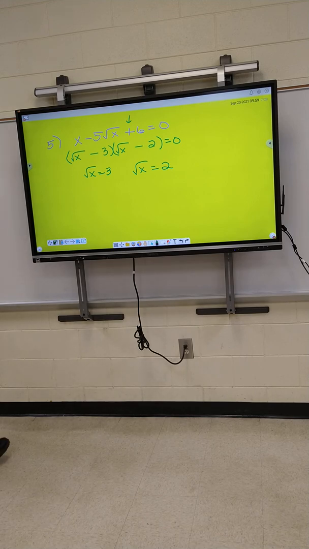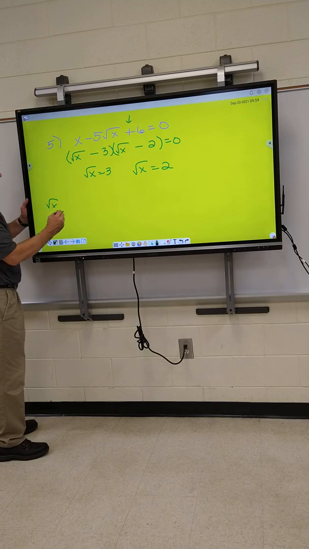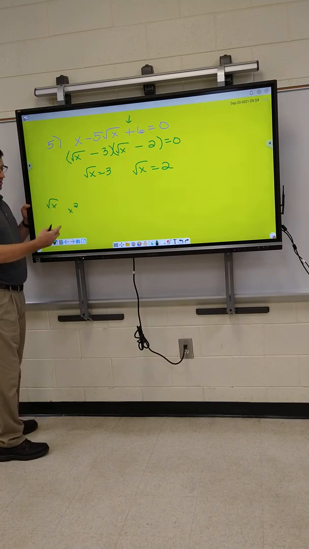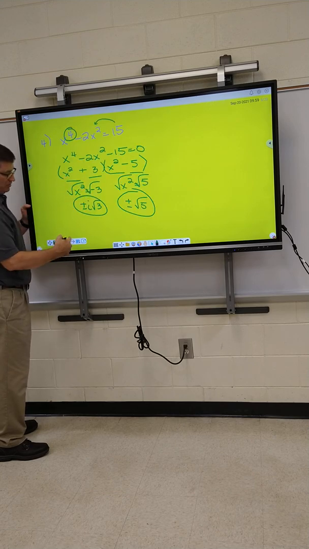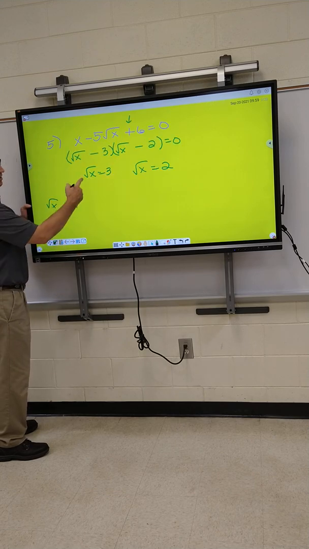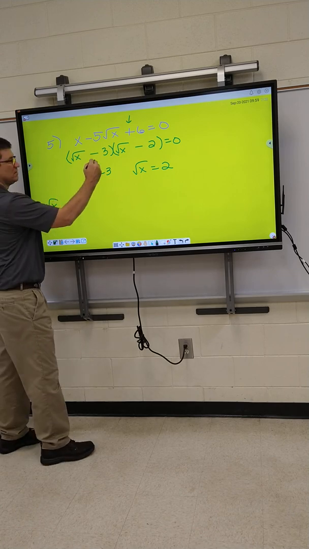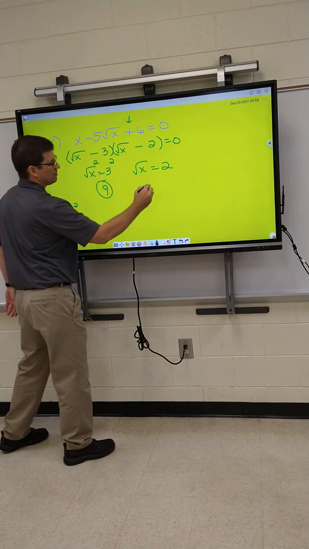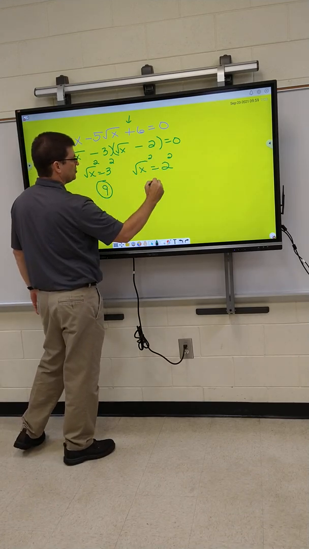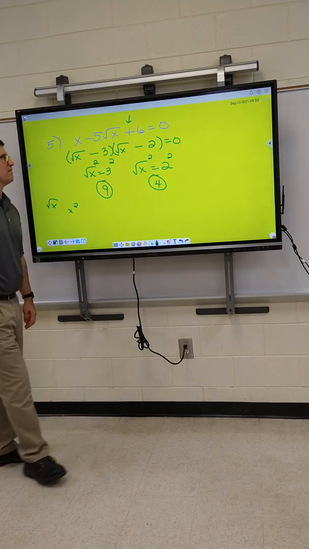All right, so remember, guys, the square root of x and x squared are inverses of each other. They cancel each other out. On the last problem, I had an x squared, so I did the square root. What do I do this time? I've got a square root of x, so I do a square. So 3 squared is 9. 2 squared is 4. Write them down.